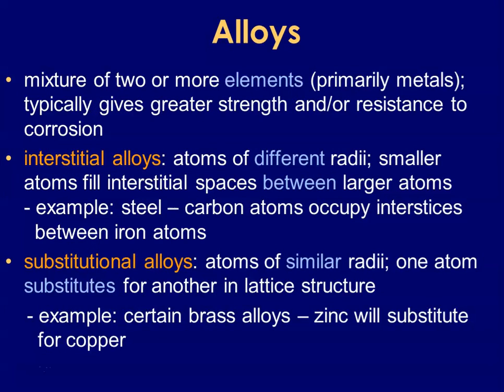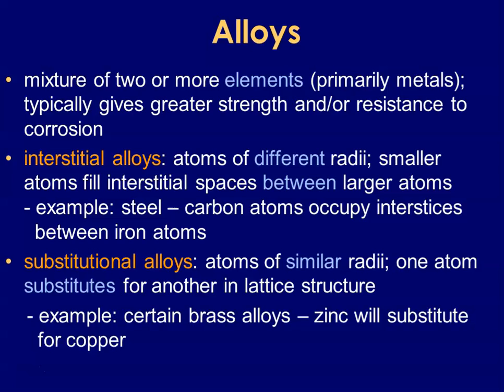Alloys are mixtures of two or more elements, primarily metals, but they don't have to be just metals. This is going to help to give them greater strength and be able to resist chemical oxidation, corrosion. Two types of alloys we're going to look at are interstitial and substitutional.